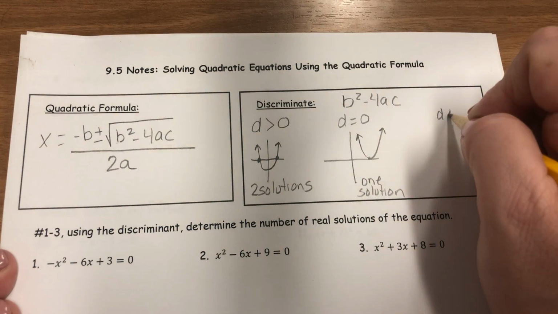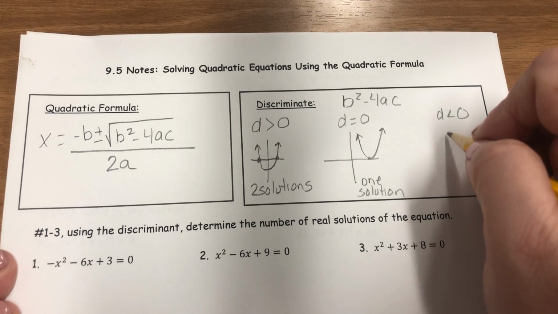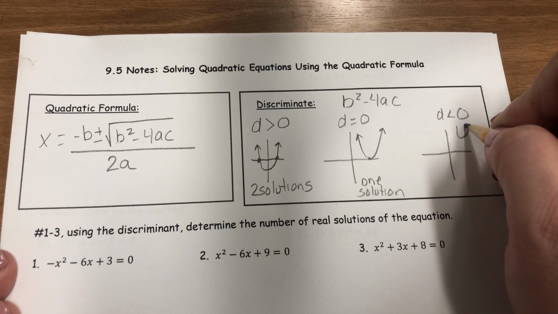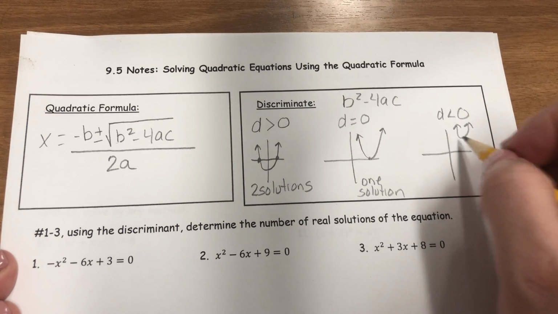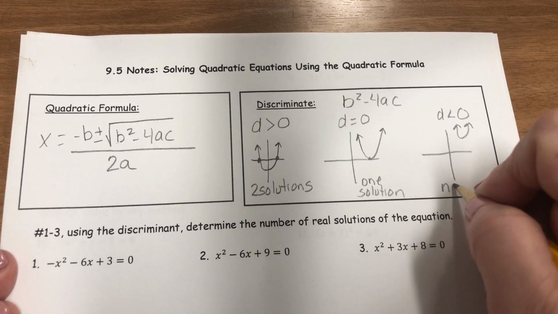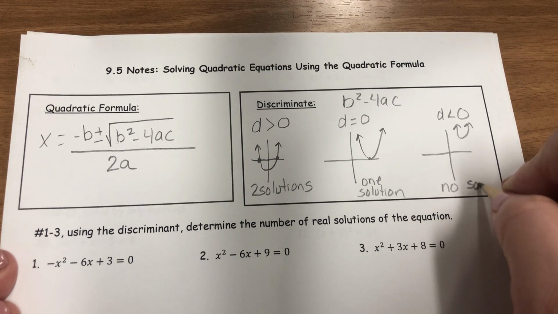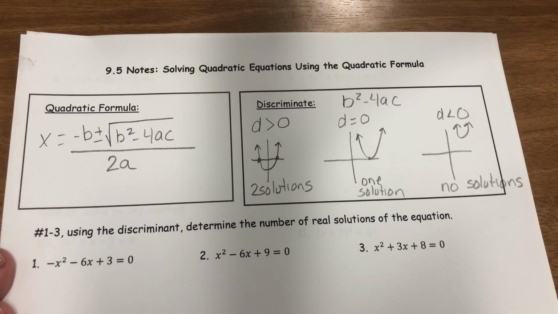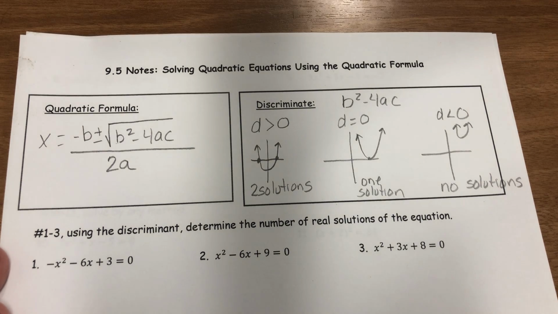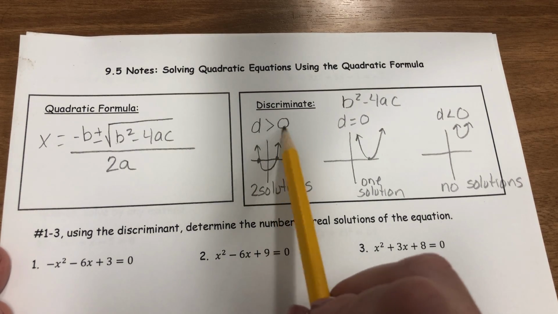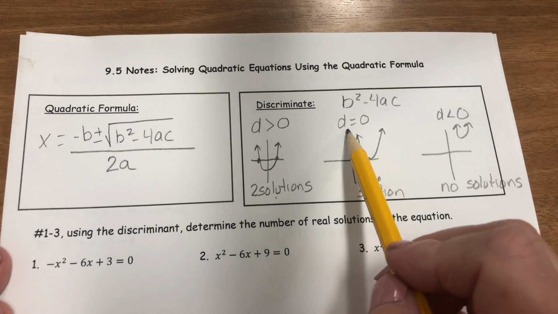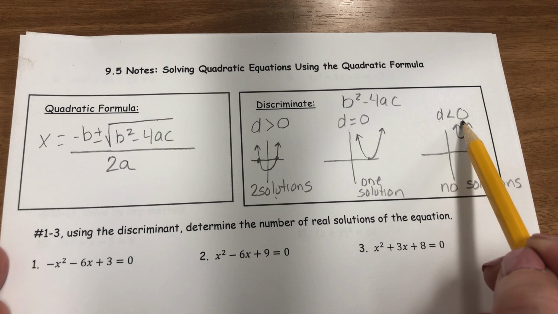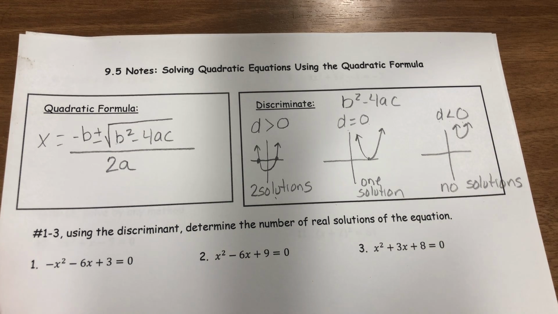And if d is smaller than 0, that means you're trying to take the square root of a negative number, which is not possible. It means your graph looks something like this, and that means there are no solutions. So the discriminant determines how many solutions we have. If it's bigger than 0, we have two solutions. If it equals 0, we have one solution. And if it's smaller than 0, you cannot take the square root of a negative, so there are no solutions.